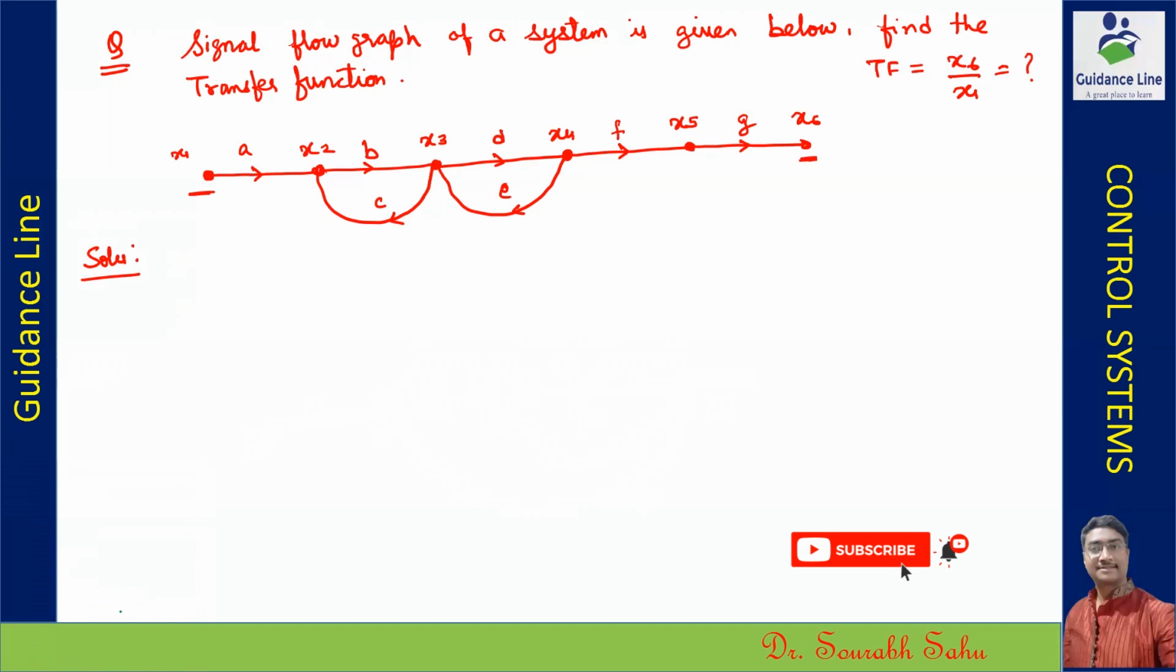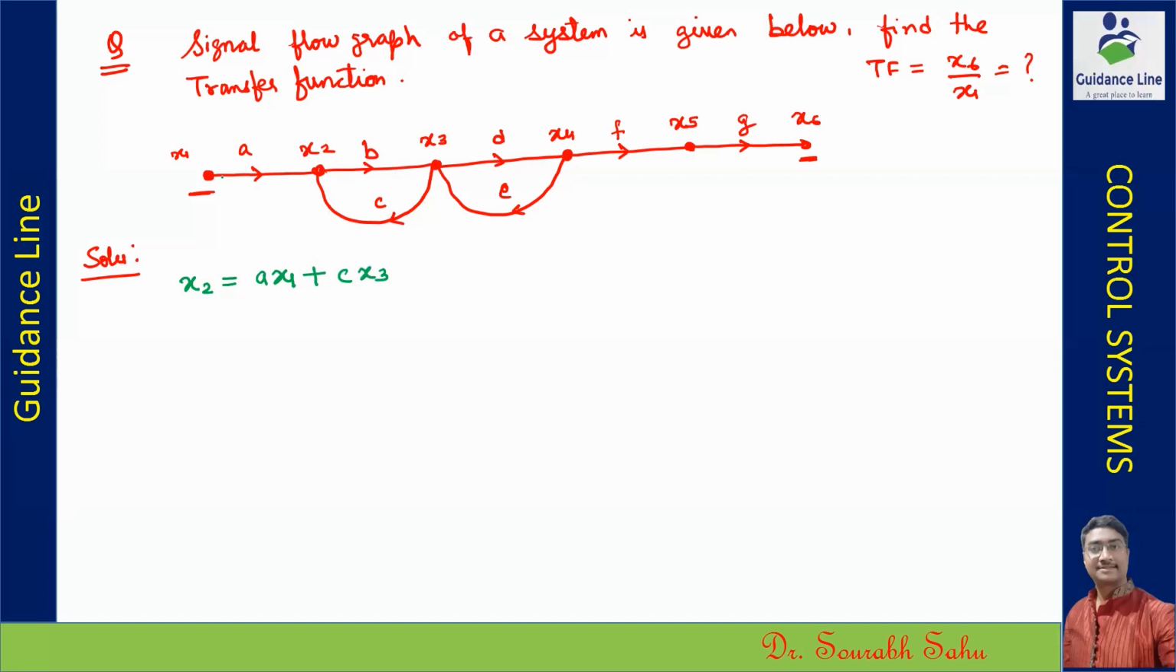So now, first of all, I represent this particular graphical format as a system of linear equations and then try to solve those equations. You can see over here we have x2. If I want to write the equation for x2, what can I write? I can simply write that this is nothing but a times x1 plus c times x3.